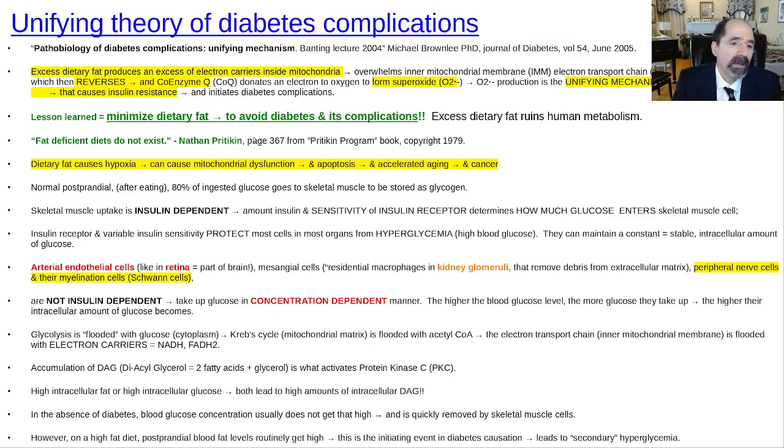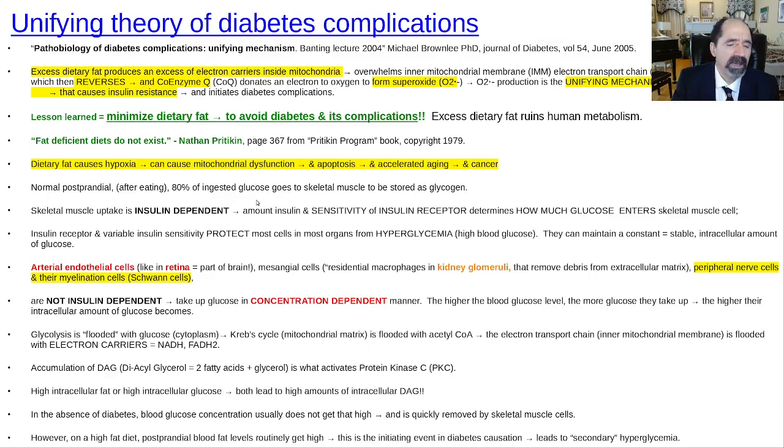Oh, by the way, Nathan Pritikin had really studied the issue of how much fat there should be in the diet, and he came to the conclusion there's no such thing as a diet that's too low in fat. Any naturally occurring set of foods you could eat, you will get more than enough fat. And we talked about this in other lectures, like the lecture on omega-3s. There's a lot of omega-3s and omega-6s just in plant foods. You don't need any special supplement or anything.